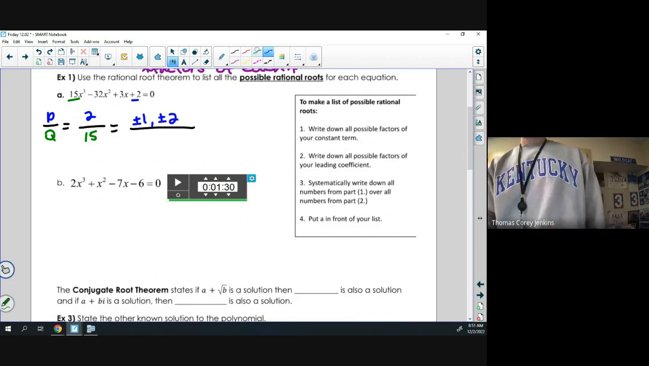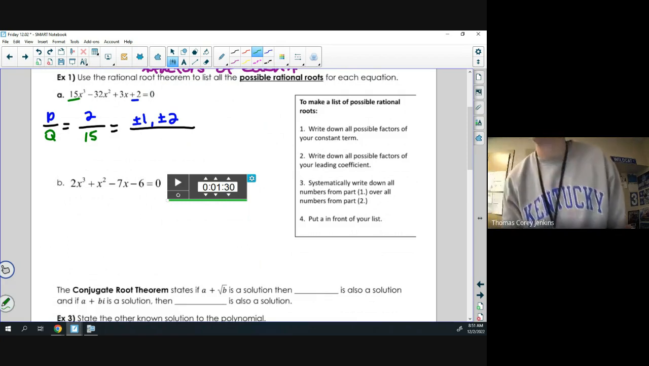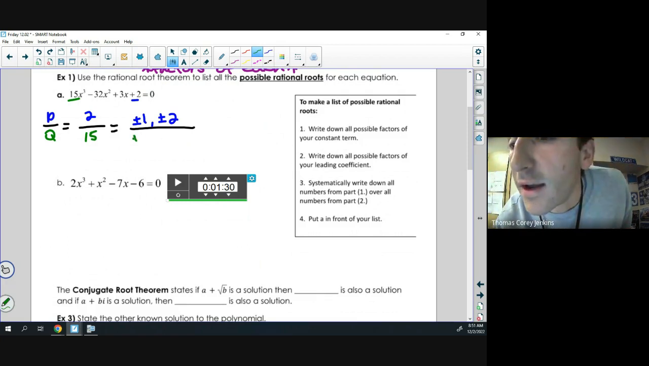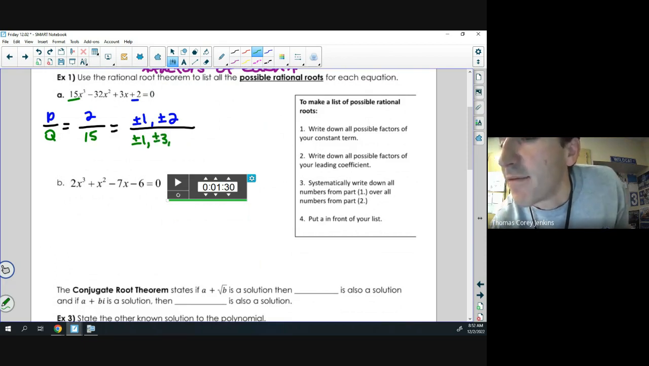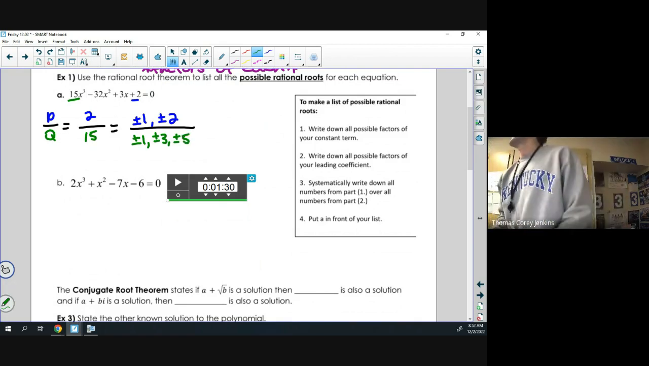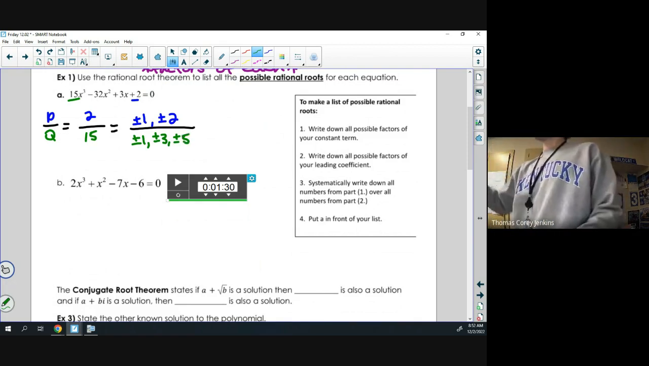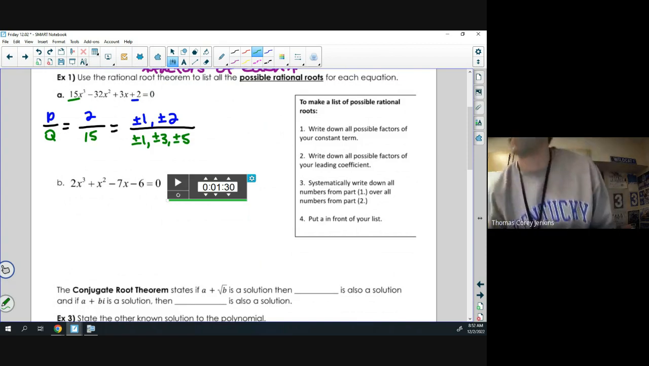All right, and then 15. How many ways can we break down 15? 1 goes into 15. 2 does not. 3 does. So plus or minus 3 as well. 4 doesn't. 5 does. 6 doesn't. 7 doesn't. 8 doesn't. What's the last one going to be? 15.